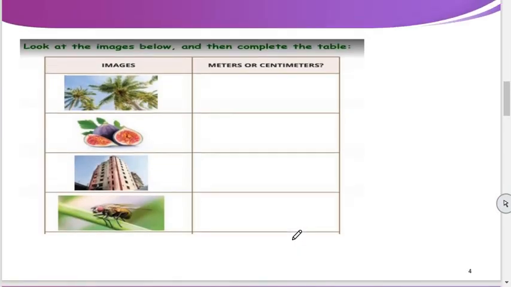Okay, if you understand, try to solve it with me. Look at this image, and then complete the table. Okay, we will complete by meters or centimeters. At first, this tree, we use what to find the length of it? Meter or centimeter? Excellent, we use meters because it's very, very tall.